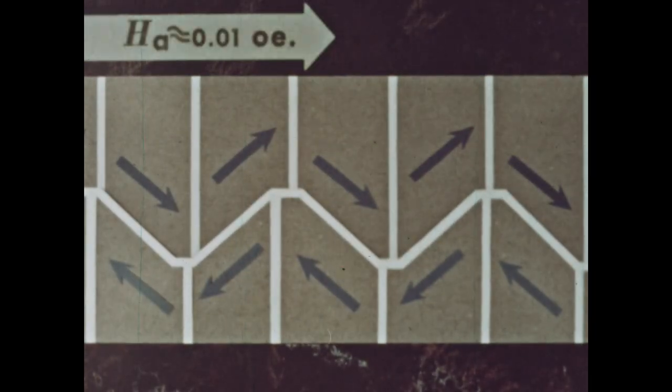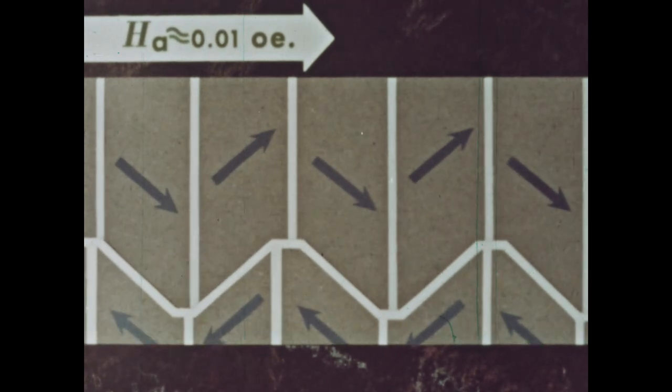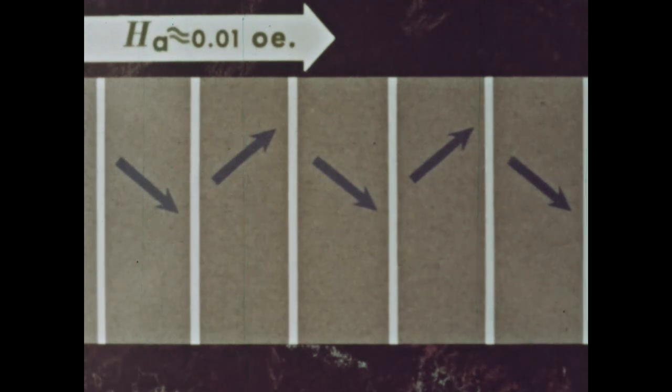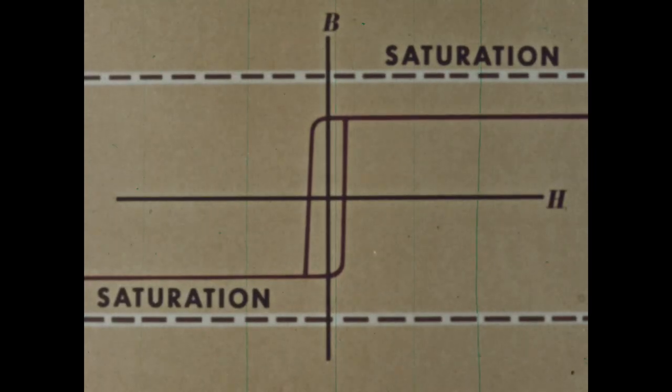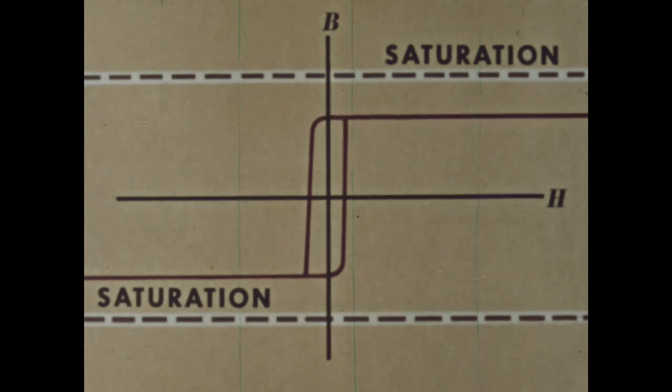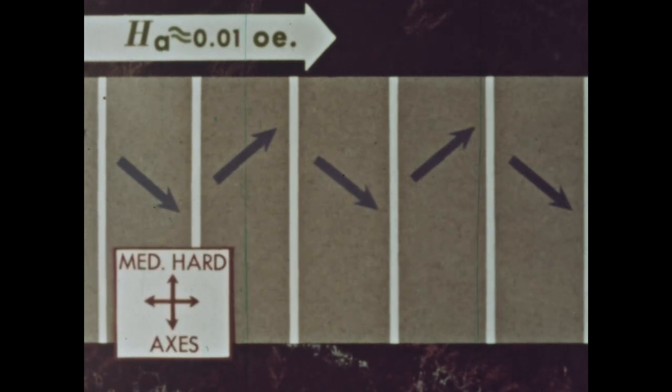Now, if we apply a weak field favoring one set of domains, the zigzag wall moves until the opposing domains are eliminated. The hysteresis loop resulting from such wall motion is quite rectangular. But notice that the magnetization has not yet reached saturation. This is because the moments are not yet parallel with the field, which is along a medium-hard axis of magnetization.